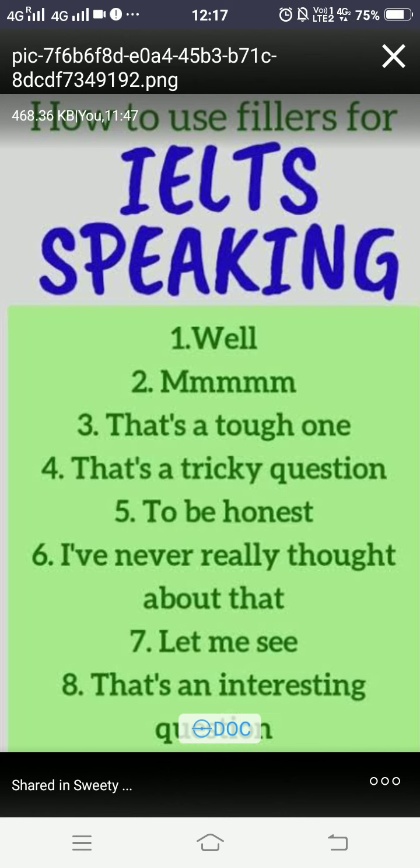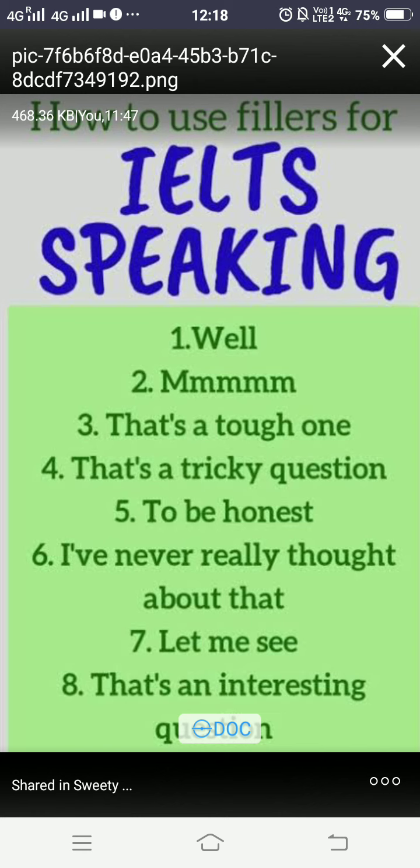If you feel that a question the examiner is asking is really tough for you, then you can use some fillers. You can say, that's a tricky question to answer, but I believe... and then you can state your opinion, whatever you feel. If you really have no idea about the question, then you can say, I have never really thought about it.